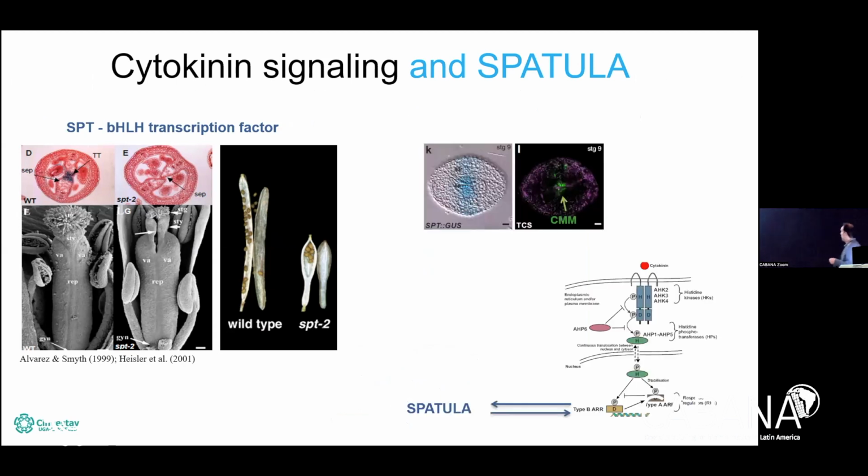To go fast, this is the expression of this transcription factor in the gynoecium, and it is very similar to the expression of the cytokinin response line. So we started to think that there could be a connection between this transcription factor and cytokinin signaling. This is one of the connections: at the end of the cytokinin pathway, the transcription factor SPATULA is very crucial.